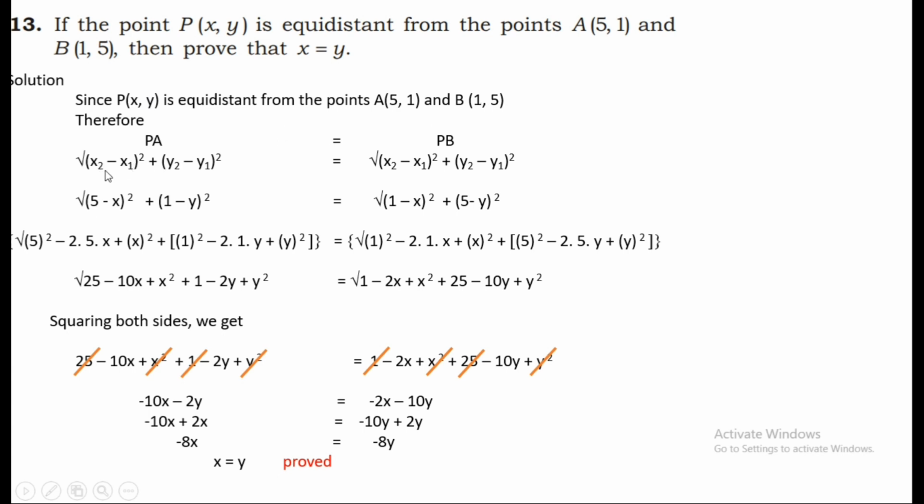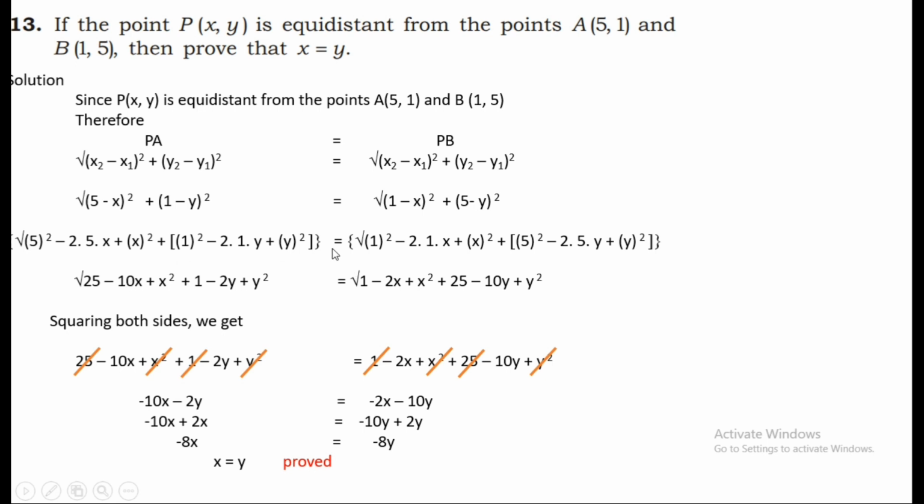So for this one, your x2 is 5 minus x1 is x, plus y2 is 1 and y1 is y. For PB, your x2 is 1 minus x1 is x, plus y2 is 5 minus y1 is y. Okay? Then it is very simple. Here you have to put down the formula, (a minus b) whole square plus (a minus b) whole square. Put down the formula very carefully. Here also (a minus b) whole square, (a minus b) whole square.